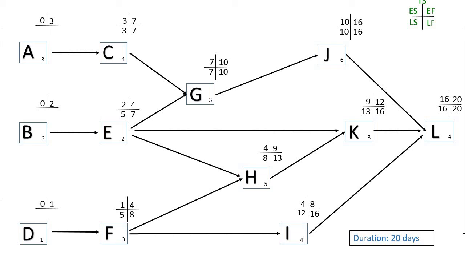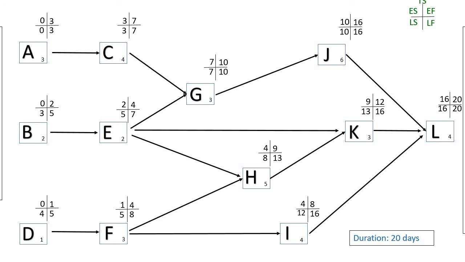Going up now to A, the late start for C would be on day 3, so the late finish for A would be on day 3. 3 minus 3 would give you 0. The late start for E is on day 5, so the late finish for B would be on day 5. 5 minus 2 is 3. The late start for activity F is on day 5. The late finish for D would therefore be on day 5. 5 minus 1 would be 4.